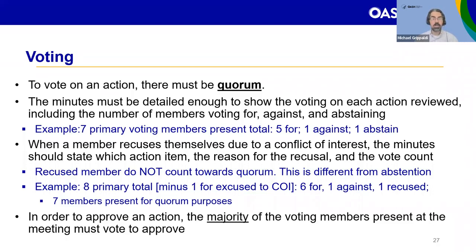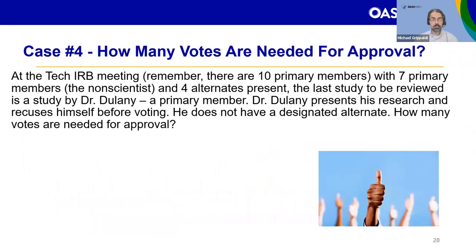So let's go forward with an example. And this one is also a bit of a thinker. I hope that you guys get it, that I've done a decent job explaining it. So recall the rules for calculating the majority, both for quorum and for approval.